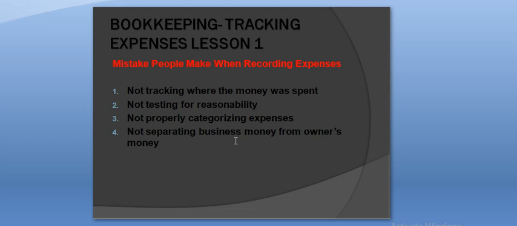Which bank was this from? Which of the business accounts was it from? Was it from the Zenith Bank? Was it from the Access Bank? Was it from bank A or bank B? Instead of just putting bank there, it will confuse the person that is going to prepare the main account. So when recording expenses, you need to track where that money was spent from.